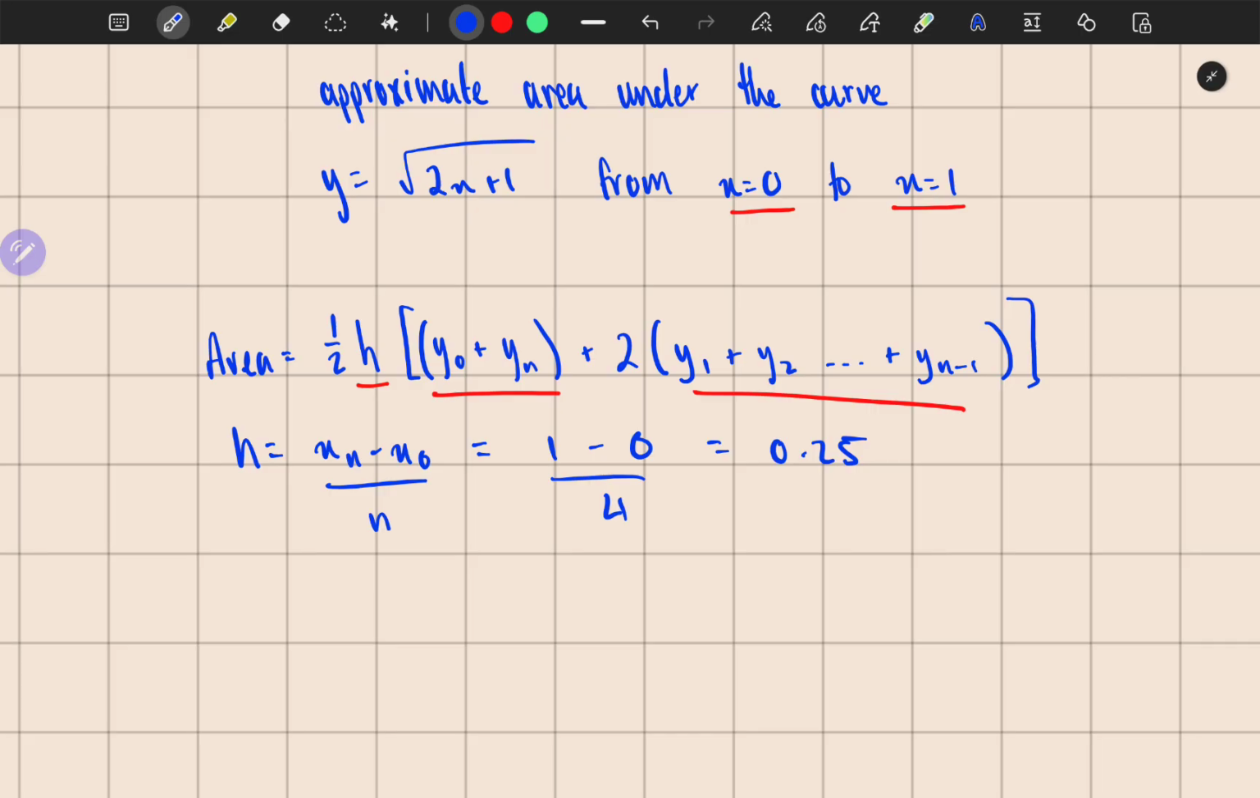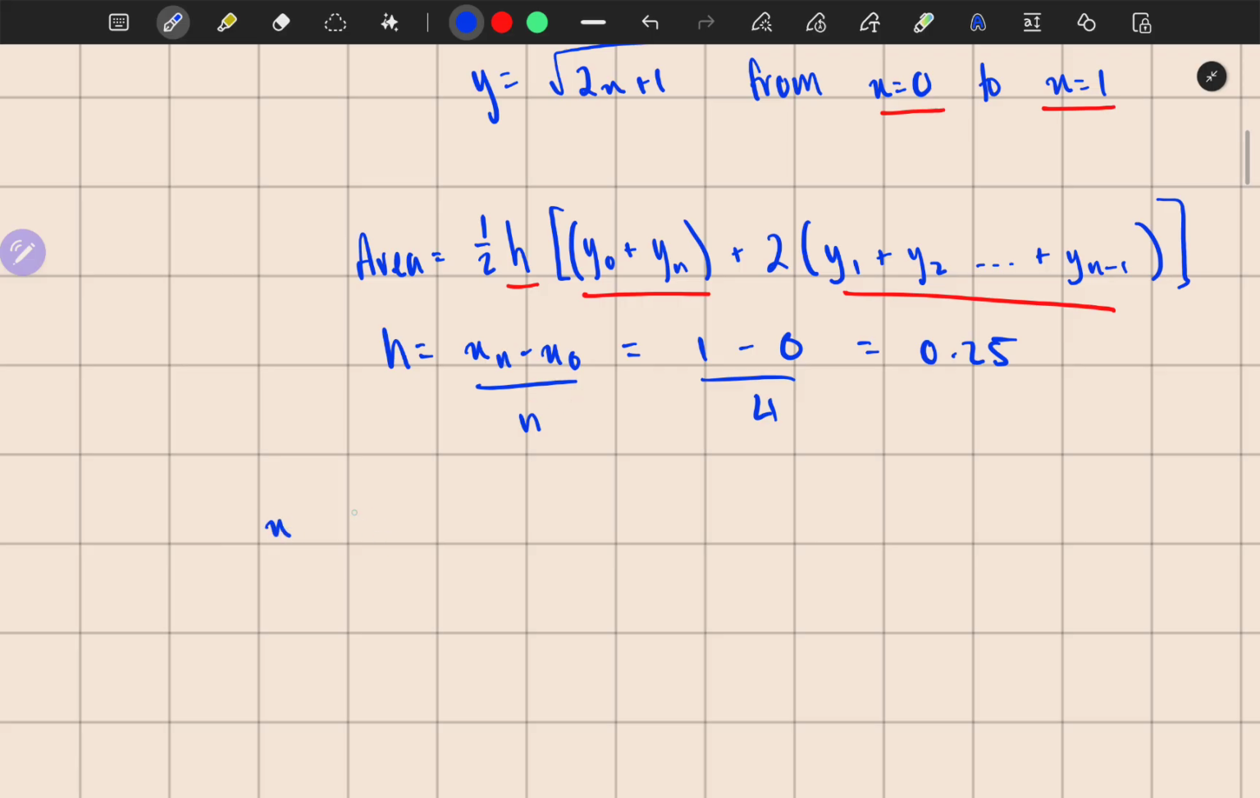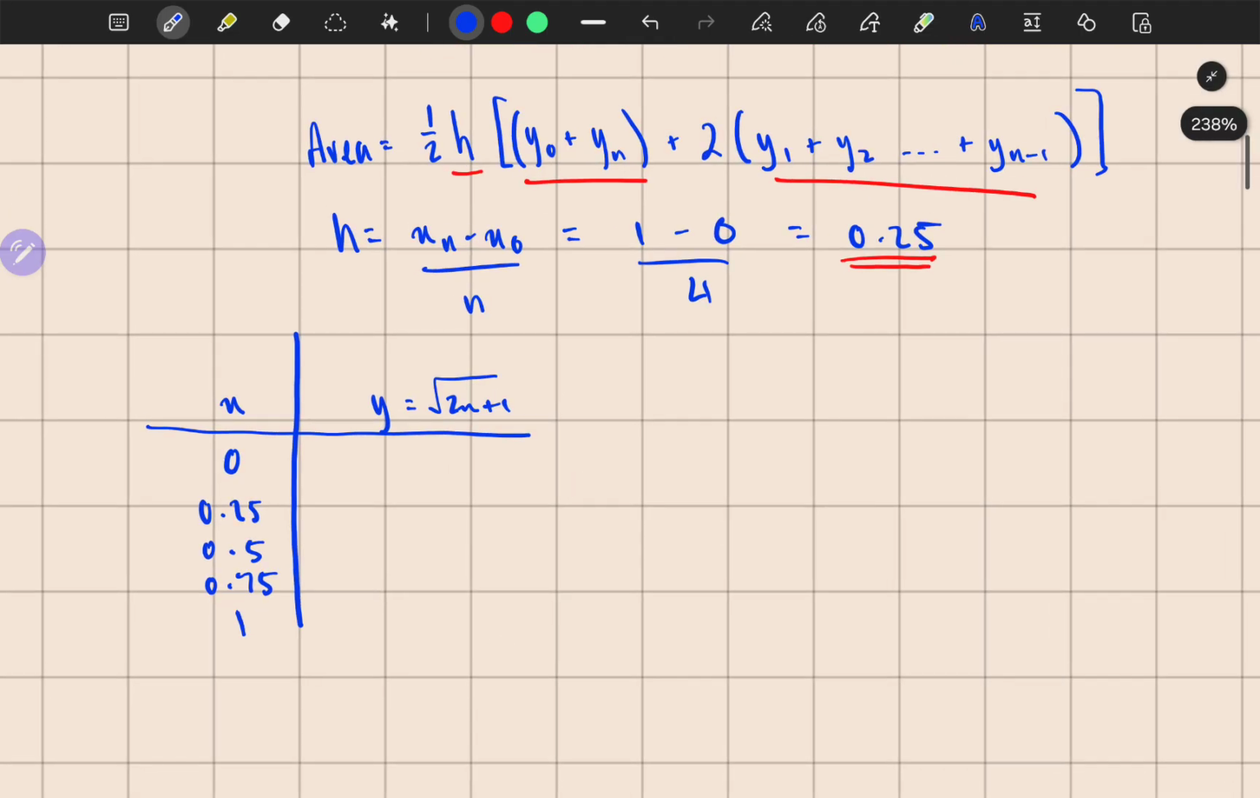So the average interval distance is going to be 0.25, which means that if we draw a table of x values and the corresponding y values, which is square root of 2x plus 1, by the way, like so, the first value of x is going to be at 0, and the next value is going to be at 0.25, and then 0.5, 0.75, and then 1. Because we chose to divide it into 4 regions, each region will have a difference of 0.25, and so you plug these x values into your y equation, and you'll get the following results.